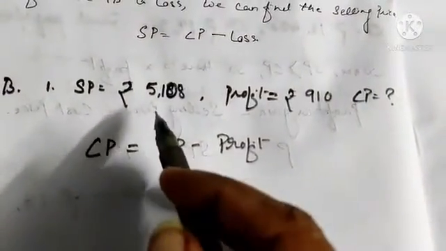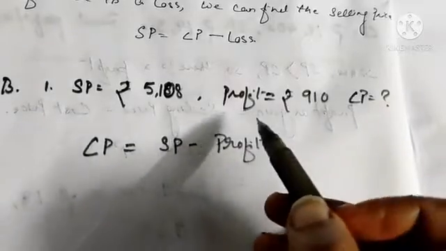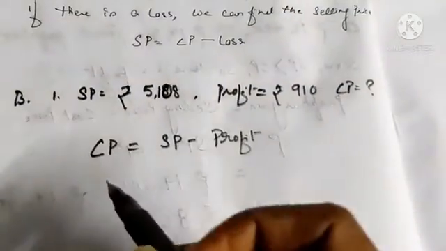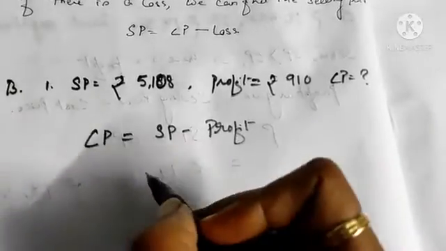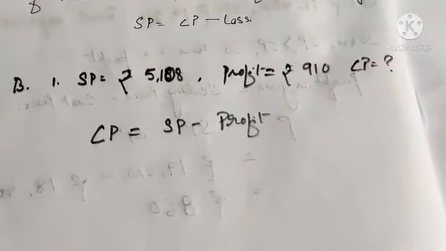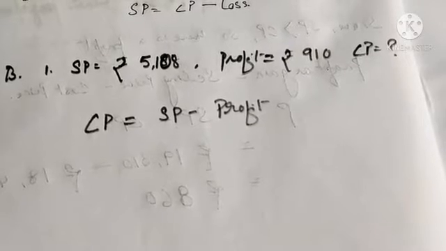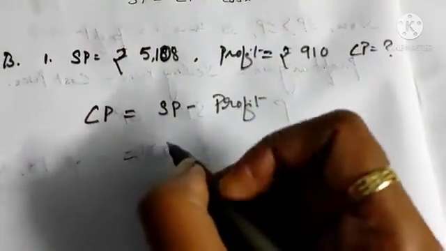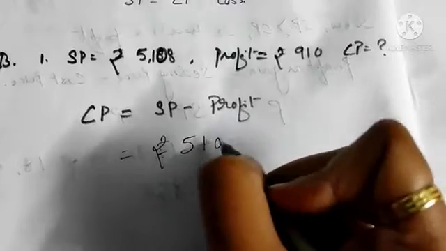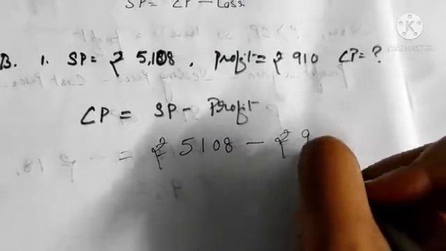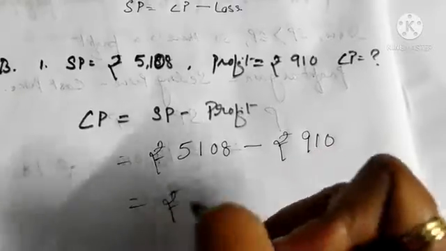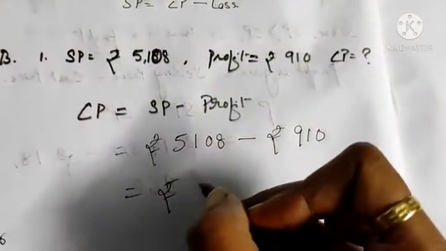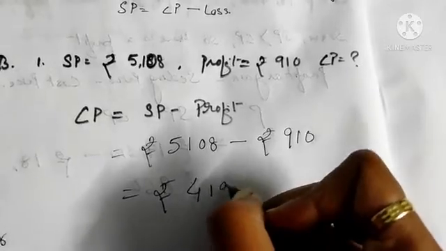So here SP is rupees 5,108 and profit is rupees 910. So here CP equals SP minus profit. As the shopkeeper makes profit by selling his goods, so cost price will be selling price minus profit. So here selling price is 5,108 minus rupees 910. So the cost price is 4,198.